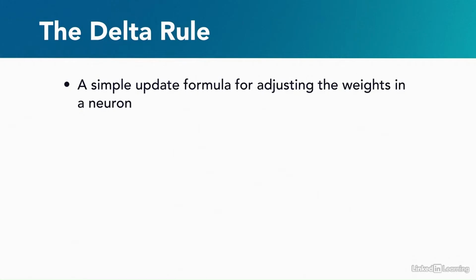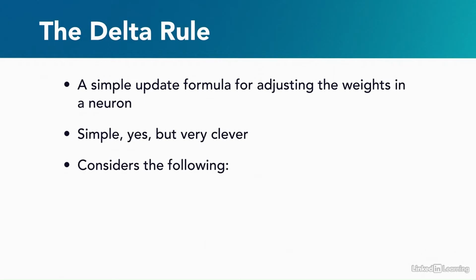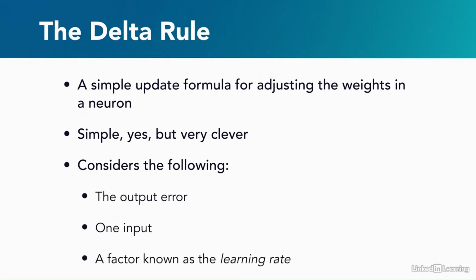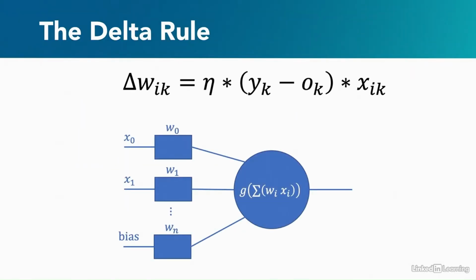It's a simple update formula for adjusting the weights in a single perceptron, that is, a neuron. Yes, it's a simple formula, but its reasoning is very clever. The delta rule considers the following values: the output error, this is the simple subtraction error, one input, the one affected by the weight we are going to tweak, and a constant known as the learning rate. So here's a nice equation to calculate the update in a weight i in a neuron k. Let's call it delta W sub ik. And it's the value we'll have to add to W sub ik to get the boundary closer to what we want.